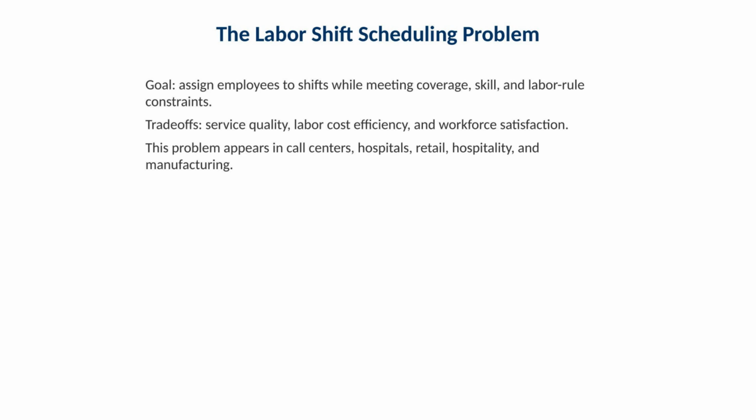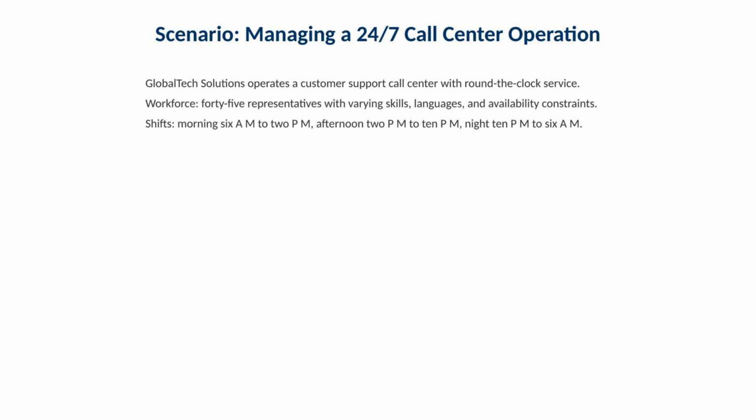A schedule that looks cheap on paper can be operationally unsafe, legally non-compliant, or simply unacceptable to the workforce. Our scenario is Global Tech Solutions, a multinational technology company running a customer support call center that must be staffed 24 hours a day, 7 days a week. The workforce includes 45 customer service representatives, and they are not interchangeable.